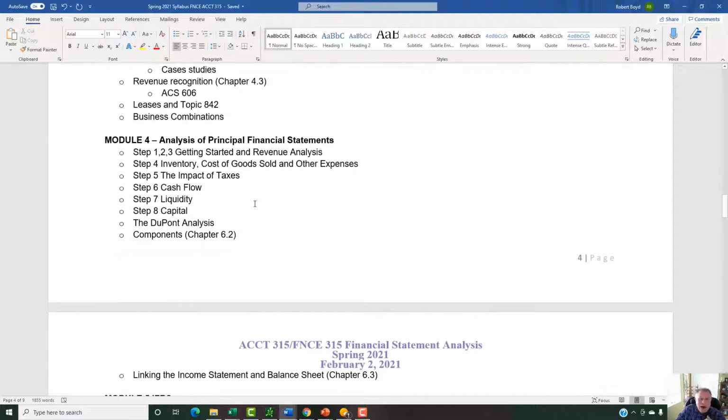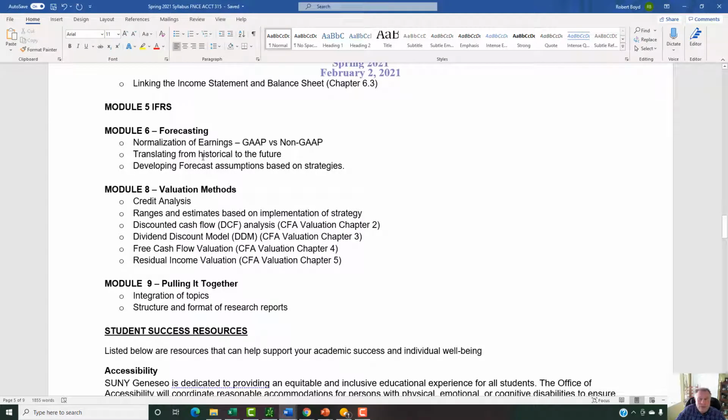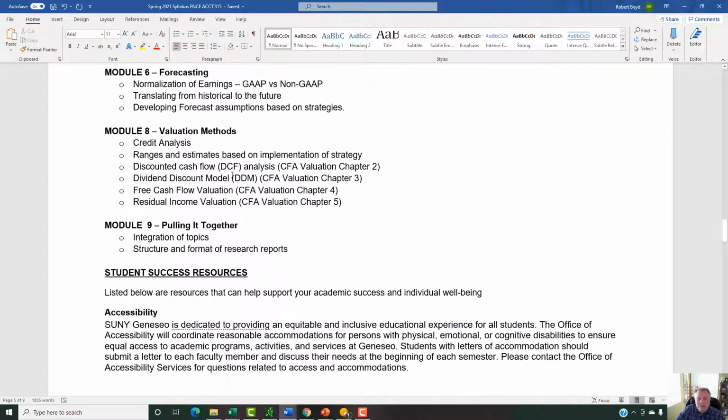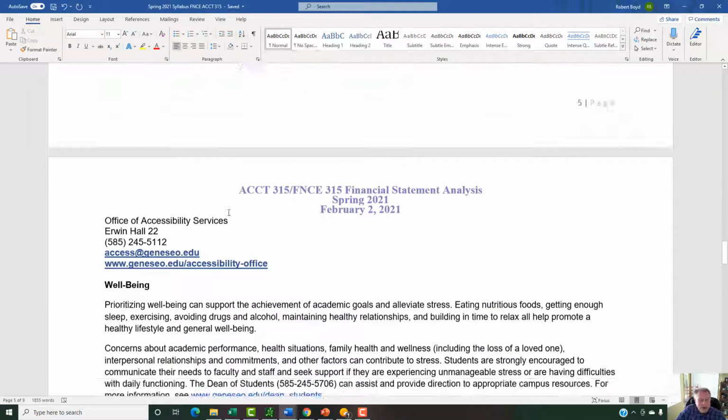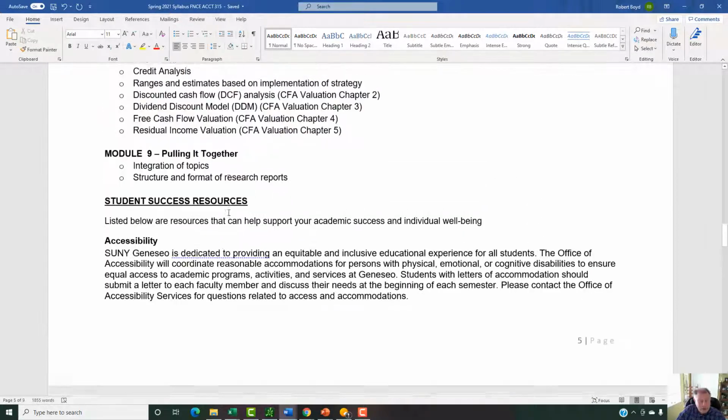We then move into how do we analyze financial statements, and we're going through a step-by-step process here. Then we're going to take a little look at IFRS, move into forecasting, valuation, pulling it all together. So these are the resources that are available to you. I encourage you to take advantage of all of these.